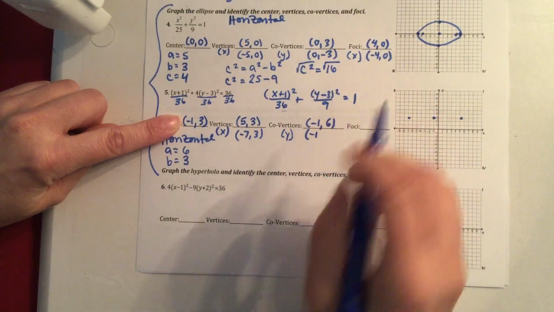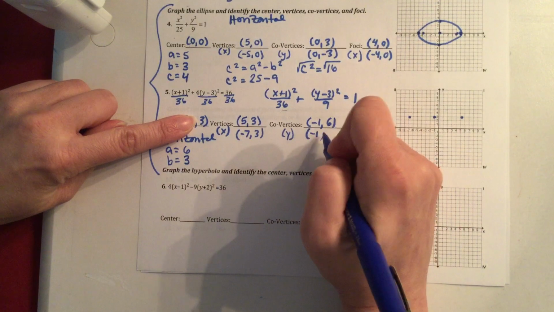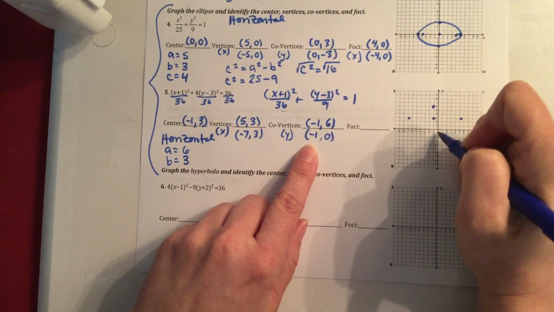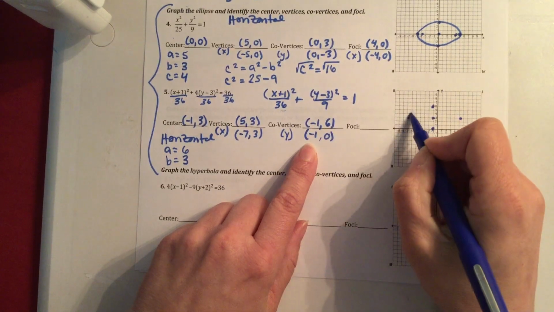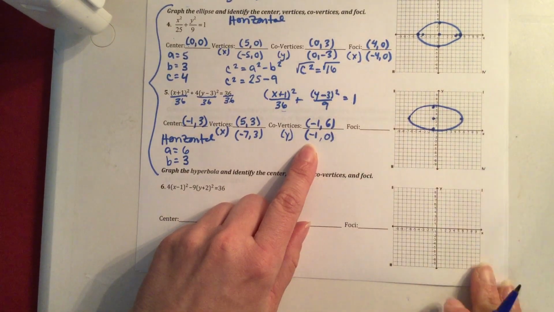Now for the second point, I have -1. I keep the x the same. 3 minus 3 is 0. So I go to the left one, up 6. Go to the left one, stay at 0. Once you have your vertices and your co-vertices, you can graph the ellipse.